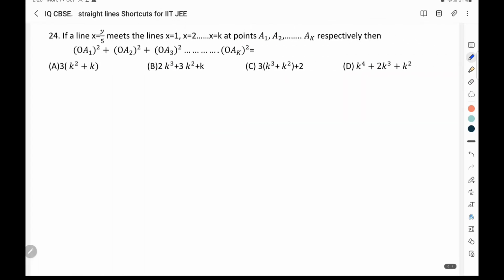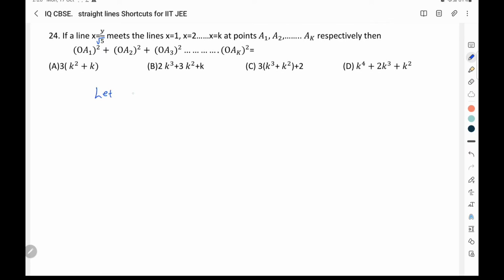Next one, these questions look too big, but they are very important. Many times they are asked in previous year questions, you can check. So if a line x is equal to y by root 5 meets the lines x equal to 1, 2, so on up to k, at points A1, A2, so on up to Ak, then we have to find OA1 square plus OA2 square plus so on up to OAk square.